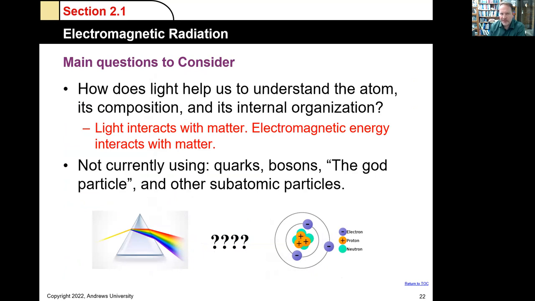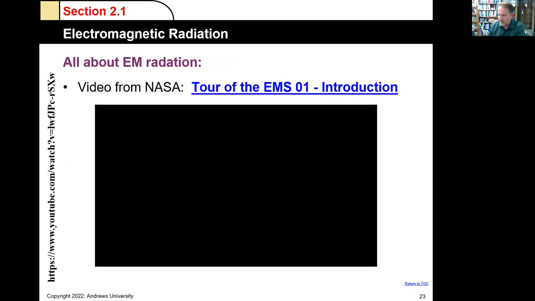So we're not getting into other subatomic particles like quarks and bosons, the Higgs boson, or any of those things. That's for physics, which is very valuable, but we're going to mainly just be dealing with electrons, protons, and neutrons. Okay, so light's going to give us the inner workings of the atom. Here's a little video about electromagnetic energy.